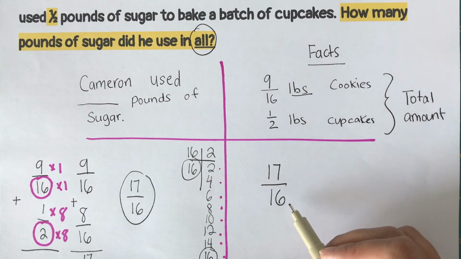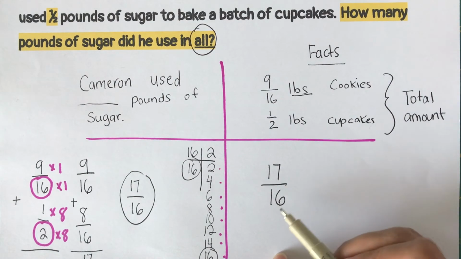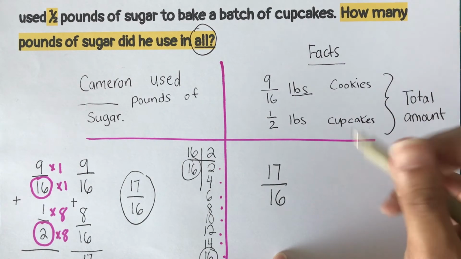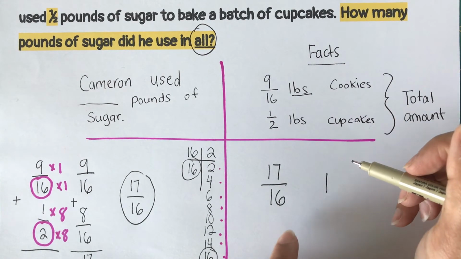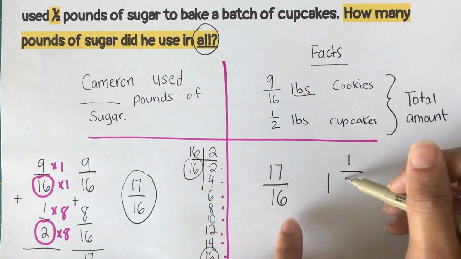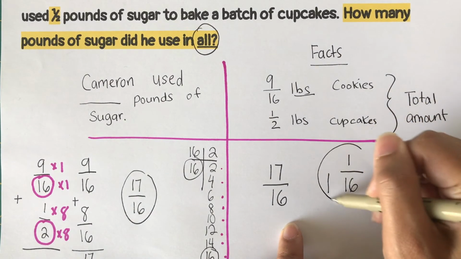We're going to simplify this. We're going to make this into a mixed number. How we do that is we just basically divide. So 16 goes into 17 how many times? 1 time. How much left over? 1 is left over, and our denominator is 16.